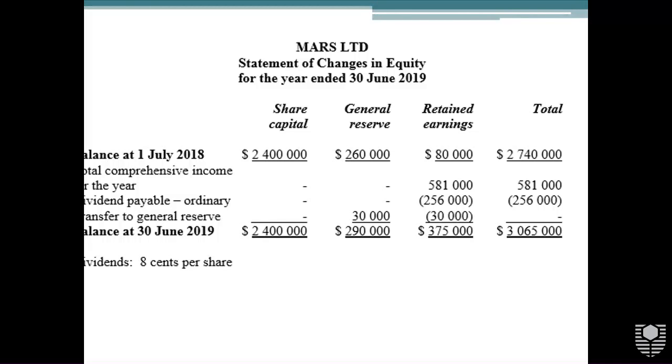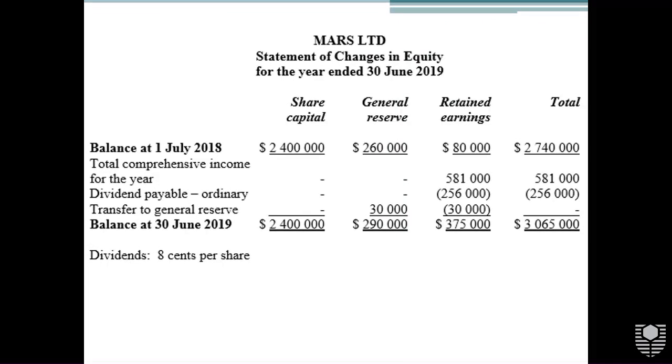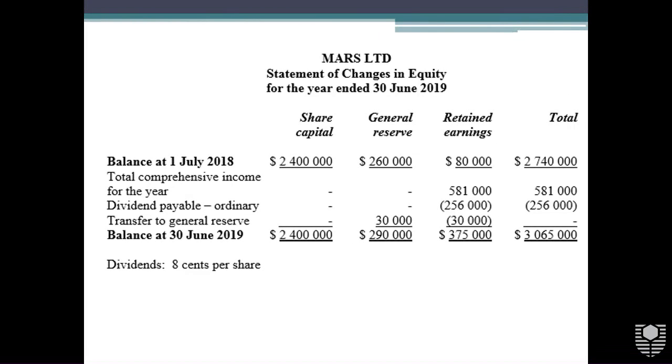And a little note down the bottom for your dividends, 8 cents per share. All right, so your share capitals, we've got 3.2 million shares at 8 cents per share. It's 356 that's been provided. All right, so that one's pretty straightforward.